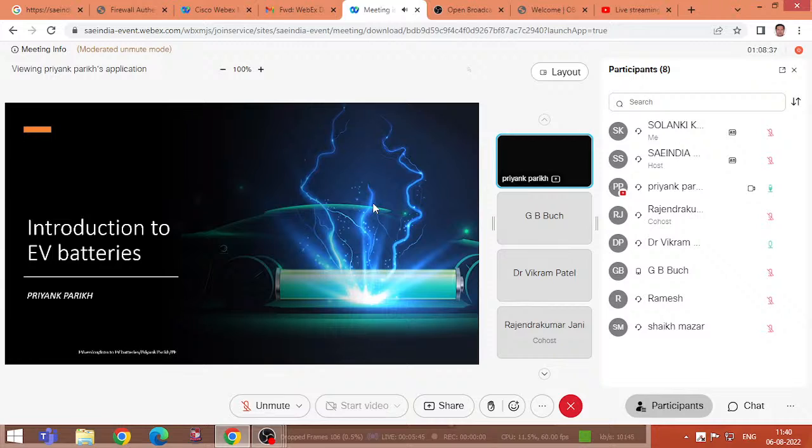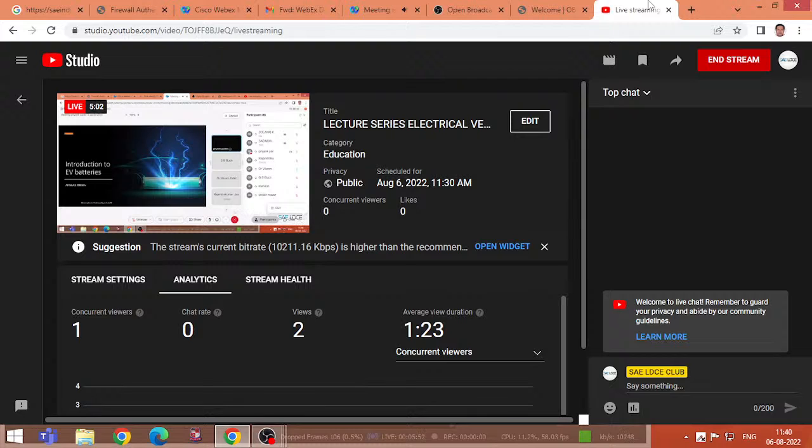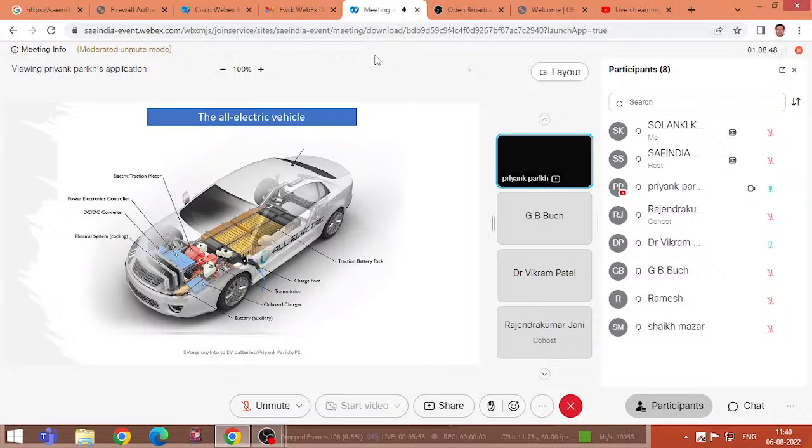So, thank you for your perspective. Before starting the battery, let me give you a perception of how electric vehicles look and what the different components are. How do these electric vehicles look?